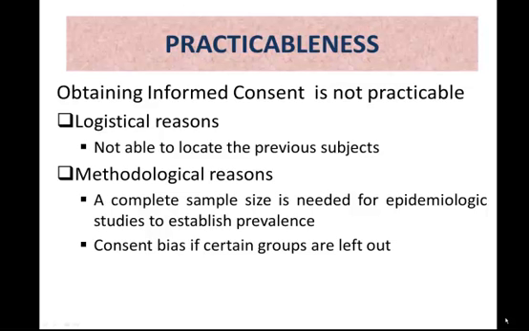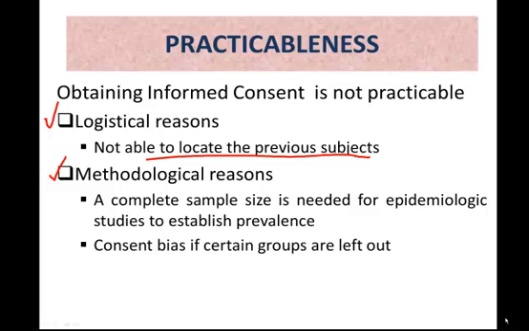Obtaining informed consent can be impracticable for 2 major reasons. 1, logistical issues, and 2, methodological or scientific reasons. Logistical reasons would include situations in which it would not be practicable to obtain informed consent because one is not able to locate the previous subjects, either because there is inaccurate contact information or many of the subjects have already died. This occurs in retrospective research.